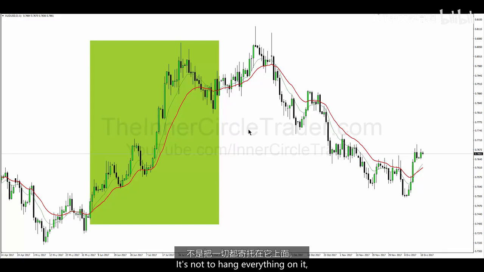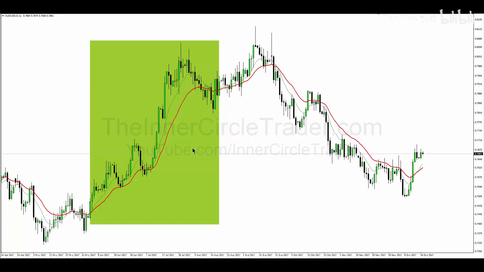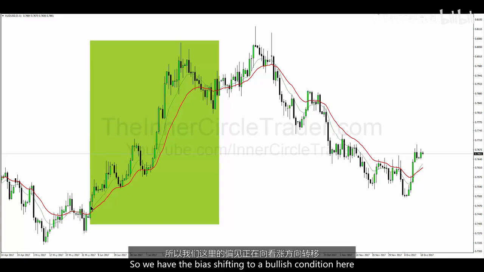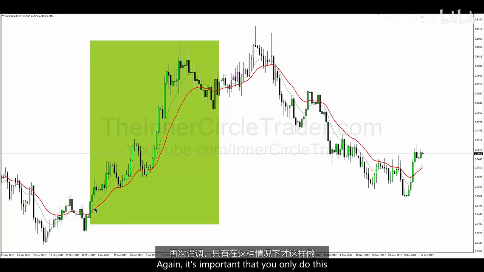Okay, it's not to hang everything on it. But for the sake of finding swing trades, I'm going to incorporate a couple things here, and you'll see how fast and easy you can get to a bias trading on one side of the marketplace only, and incorporating some of the things I've already taught you. So we have the bias shifting to a bullish condition here with the 10 period going over the 20 period on the daily chart. Again, it's important that you only do this on the daily chart. Try not to do this on your 5 and 15 and 1 minute charts.